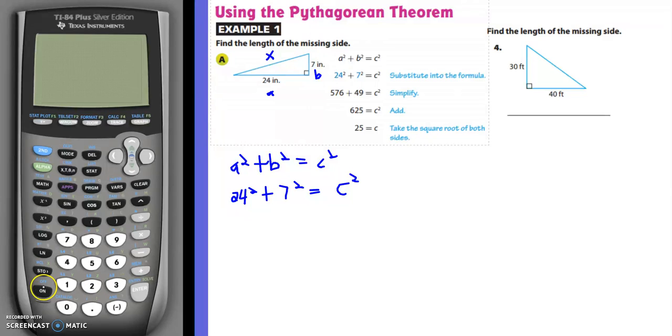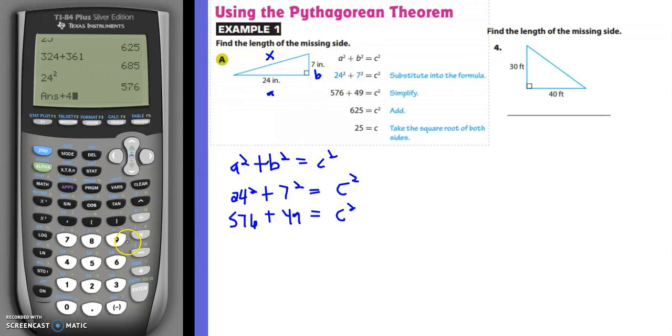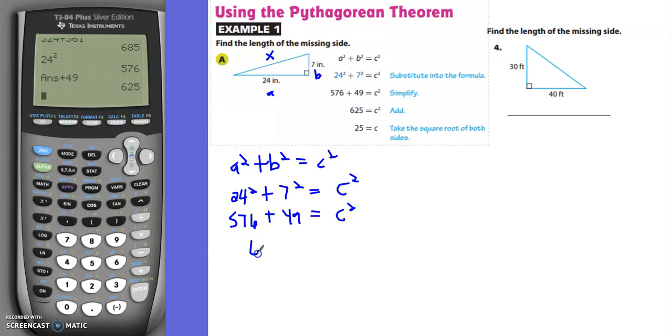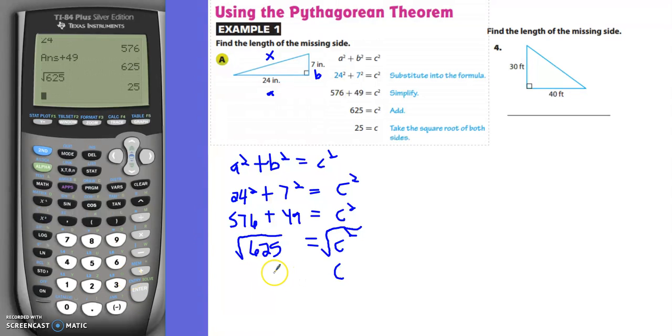So we have 24 squared. 24 squared is 576. 7 squared is 49, sorry. 576 plus 49 is 625. Then I'm going to take the square root of both sides. So the square root of 625 is going to be 25. The missing side is 25.